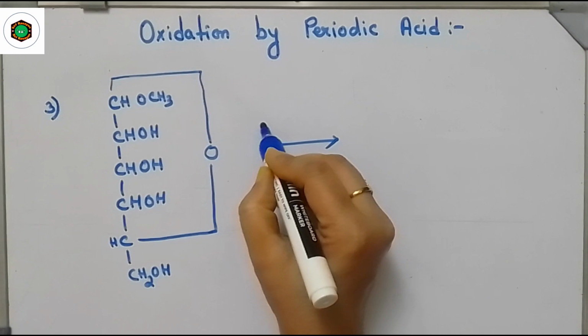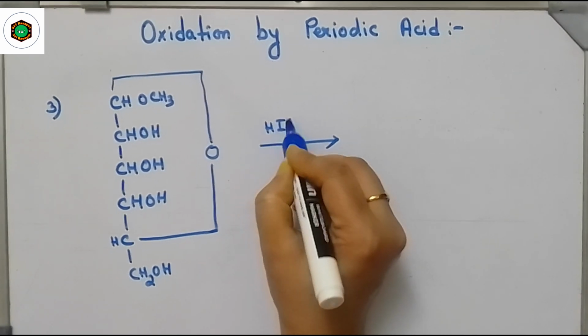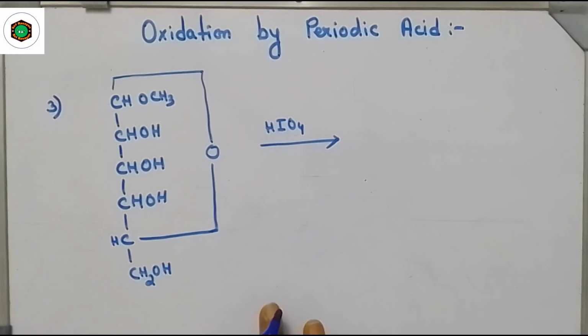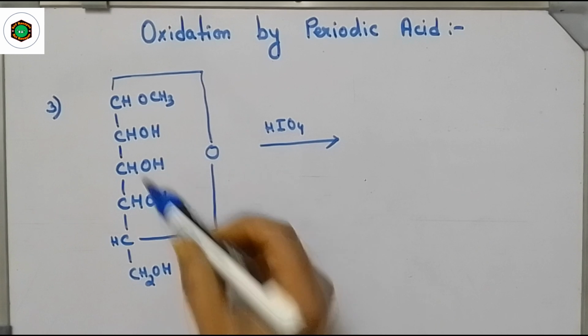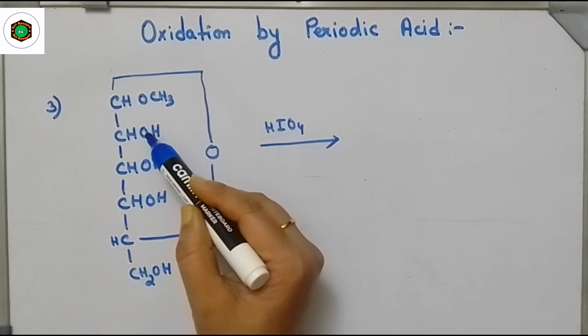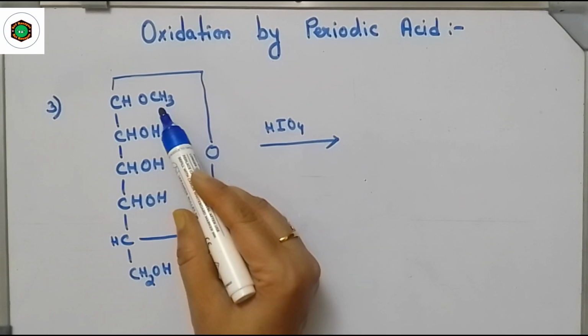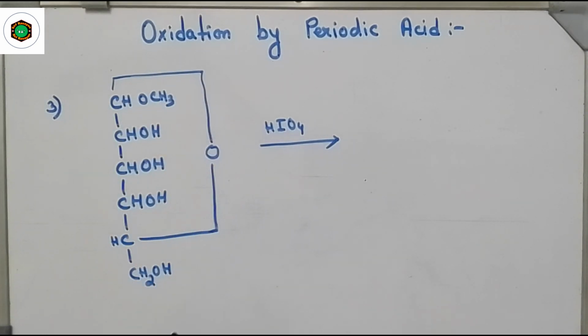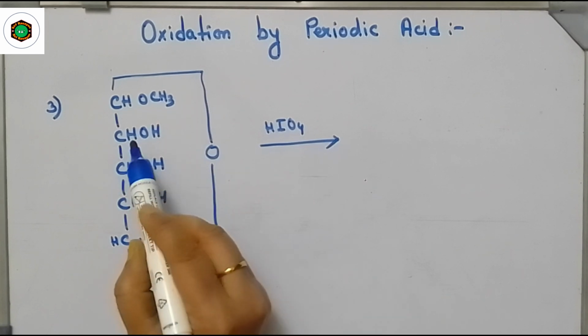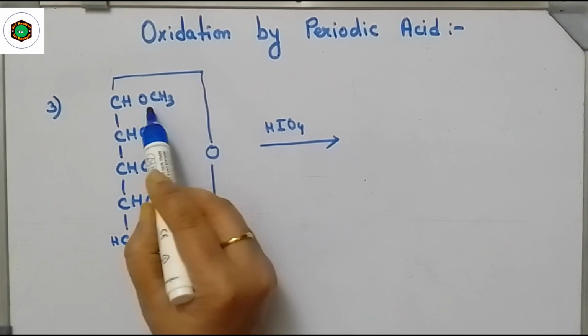Now see next molecule. If you treat it with periodic acid, whether it will react or not. First you have to check all those four types of systems. So here vicinal OH groups are there. At two places vicinal OH groups are there. This is methyl glycoside. This is monosaccharide, and methyl glycoside means closed chain structure you have to consider, and ether linkage. This is ether linkage.